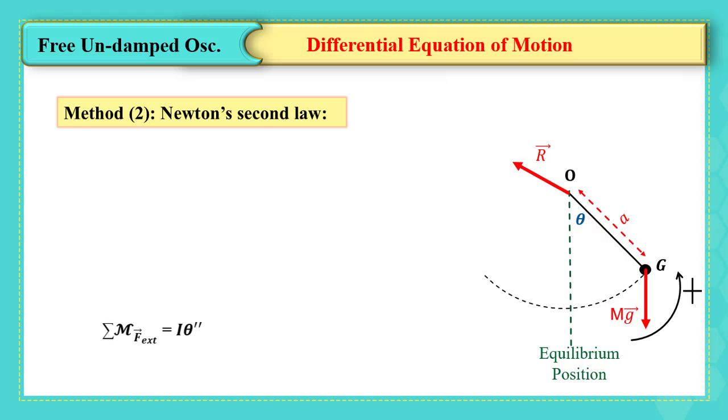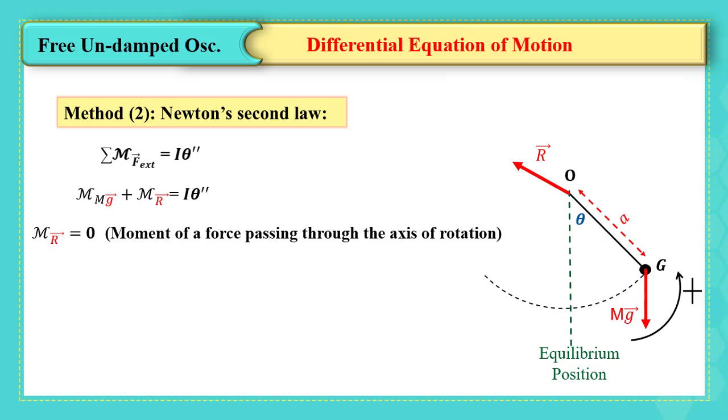The moment of mg vector plus the moment of R vector equals I theta double prime, but the moment of R is 0 since it crosses the axis of rotation. Then we have only the moment of mg, and it is minus mg a sine theta. The minus sign is just because the weight tends to turn the pendulum opposite to the positive chosen direction, and d is the distance between the axis of rotation and the line of action of the force of weight, which is equal then to sine theta times a.